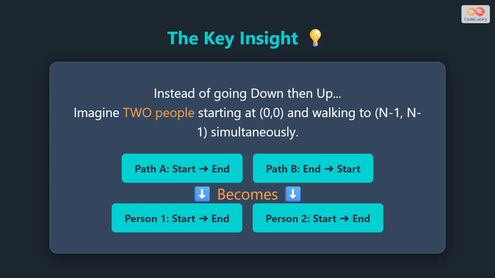Here is the aha moment that makes this problem solvable. Instead of thinking about one person going down and then coming back up, imagine two people starting at the top left corner at the exact same time. Both of them move towards the bottom right corner. One path going up is mathematically equivalent to a second path coming down. This transformation allows us to simulate both journeys simultaneously in a single pass.